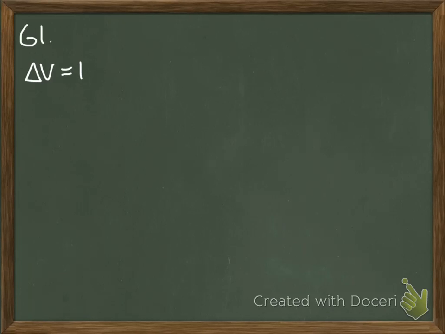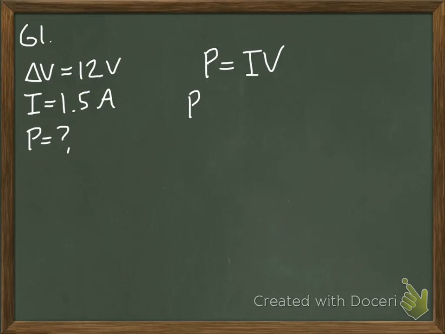Okay, number 61, we're given the voltage of a battery. We're also given the current, if you look down there at the diagram. And the question is asking, what is the power? Well, let's think about our equation for power. We know that P is equal to I times V. So let's just plug in our numbers here.